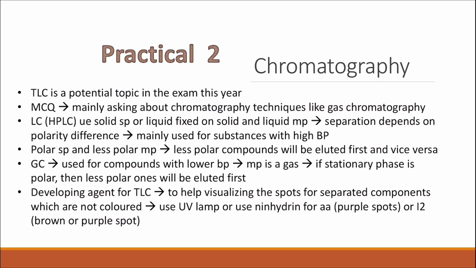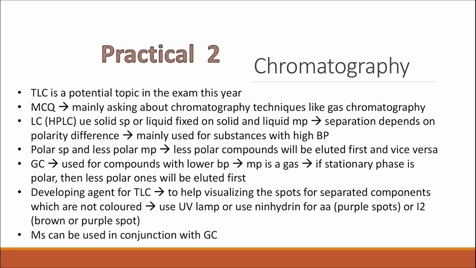These are not colored, as we said. So you can either use a UV lamp, because for TLC we normally use a fluorescent background on the TLC plate. This can shine under a UV lamp, and the spots will hide this fluorescent dye on the TLC plate, so they appear as dark spots. Or if you are separating a mixture of amino acids, you can use ninhydrin, which gives a purple spot for each of these, or you could use iodine, which gives brown or purple spots.